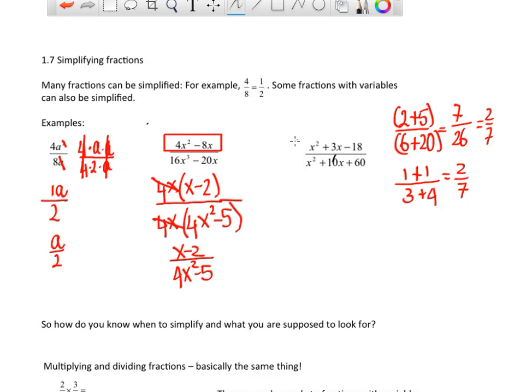Trinomials can be factored as well. The more you do them, the better you get. So that one is x plus 6, x minus 3. So let's check. 6 and a negative 3 add to 3. 6 times a negative 3 is negative 18, so that's good.